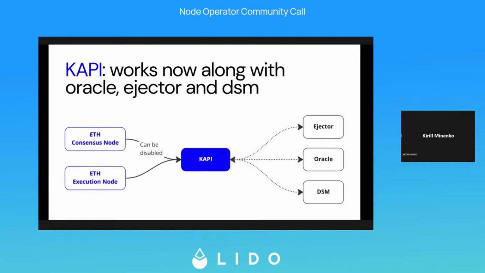First, let's talk about KAPI. KAPI is here to serve information about keys, validators, and other data for tooling services like Ejector, Oracle V2, and DSM. KAPI periodically grabs a snapshot of the data from execution and consensus nodes and keeps this snapshot nearby. It's worth mentioning that KAPI's consensus node connectivity is optional and can be disabled if it's not needed. KAPI in this case will serve only keys information.